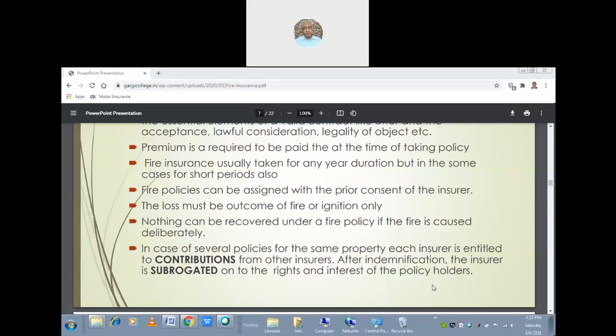Suppose one insurer will pay the total amount, but that insurer will claim the proportionate amount from the second insurer and third insurer. That is called the doctrine of contribution.